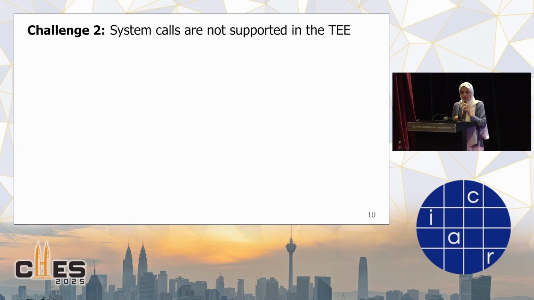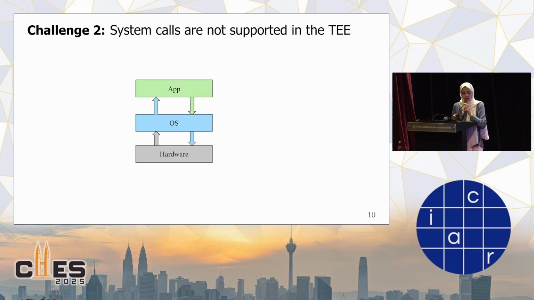Another challenge is that a TE by itself does not support system calls, but legacy applications heavily depend on the OS for a large number of system calls. And since the operating system is untrusted, it cannot be executed inside the enclave. So there needs to be some way for the application to invoke system calls.